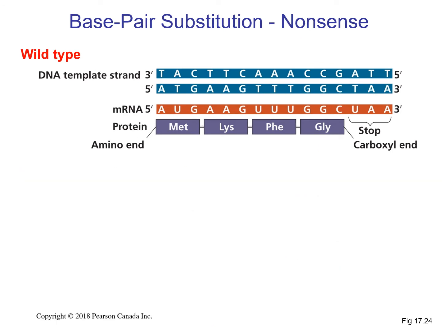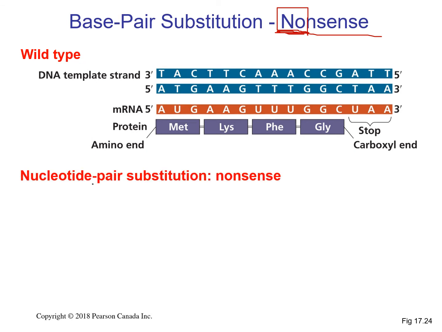Okay, the last type is nonsense. Notice the first part of nonsense is "no," and in this case we mean we're going to have no amino acid chain. So let's take a look at that. Here's our wild type again with our DNA strand, our messenger RNA, and our protein strand. And let's take a look.